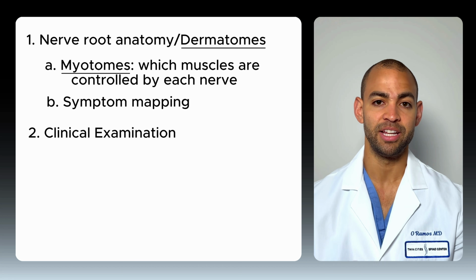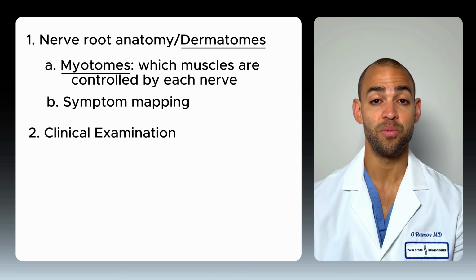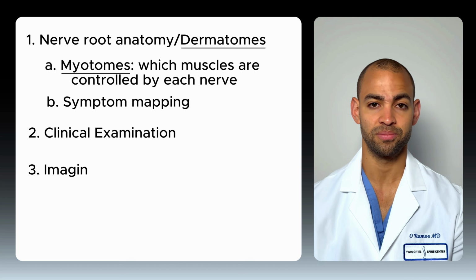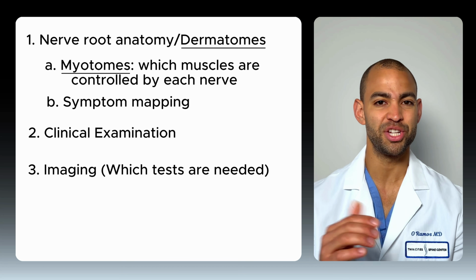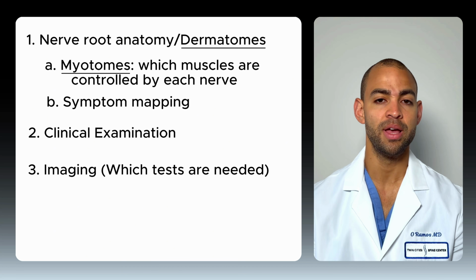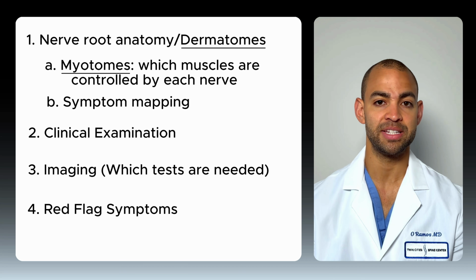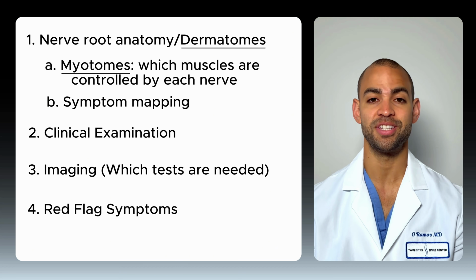Second, the clinical examination, what your doctor is actually testing when they examine you, and what those tests tell us. Third, when you need imaging, which type and what we are looking for. And fourth, the red flag symptoms that change the entire urgency equation. This section is important. I want you to know this before we finish.